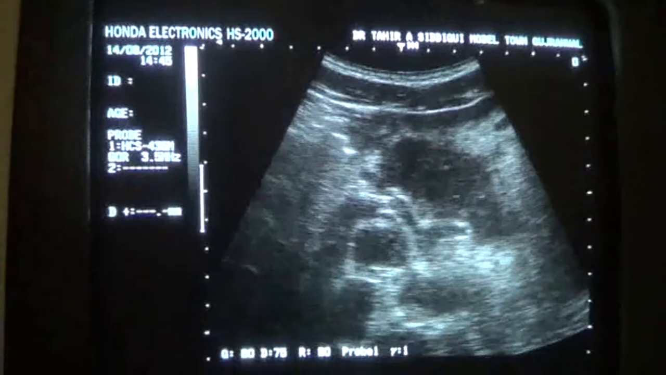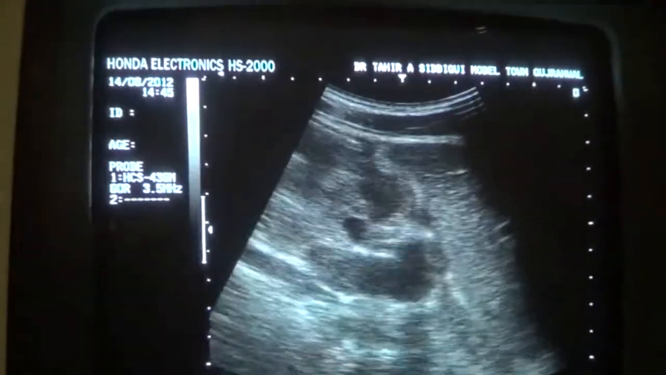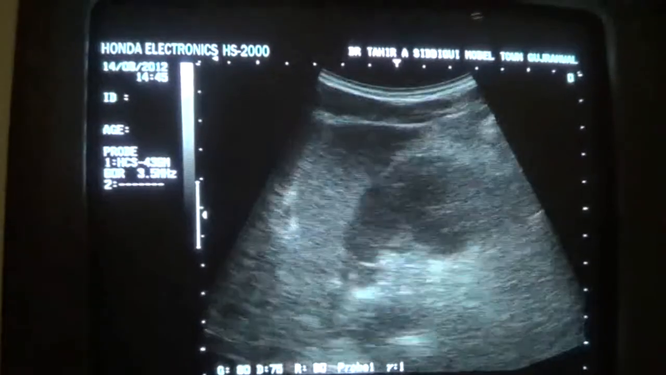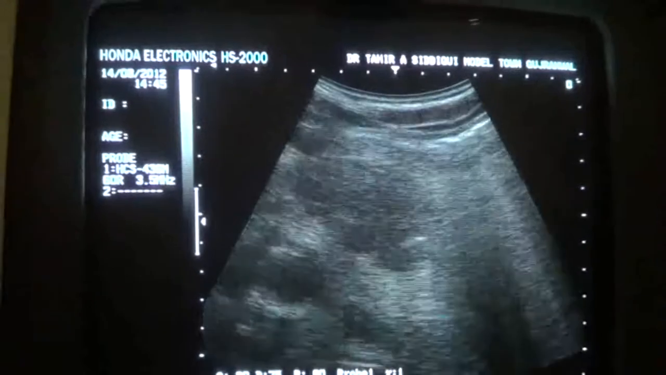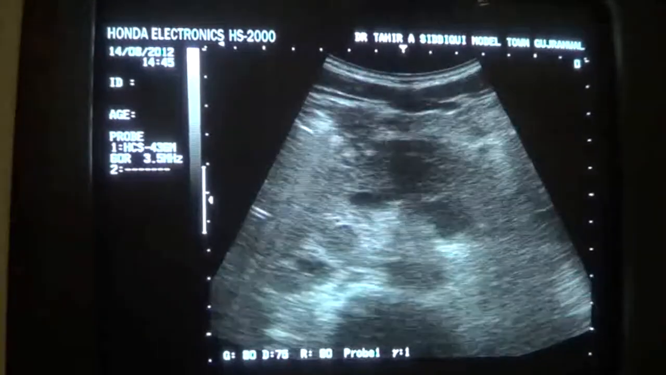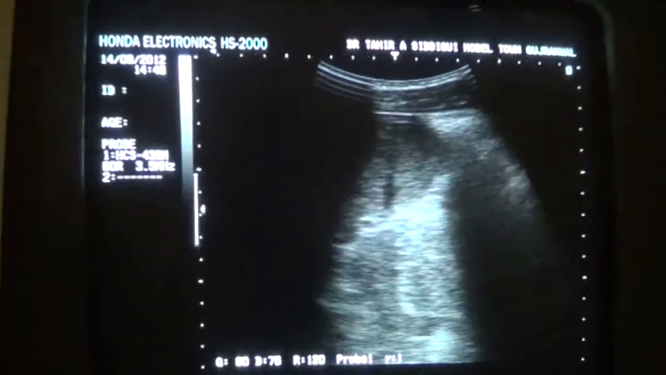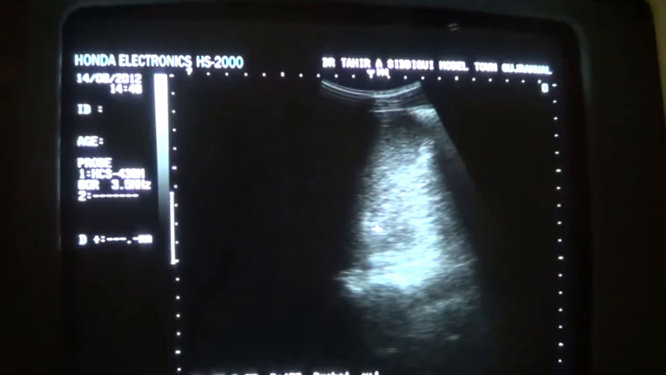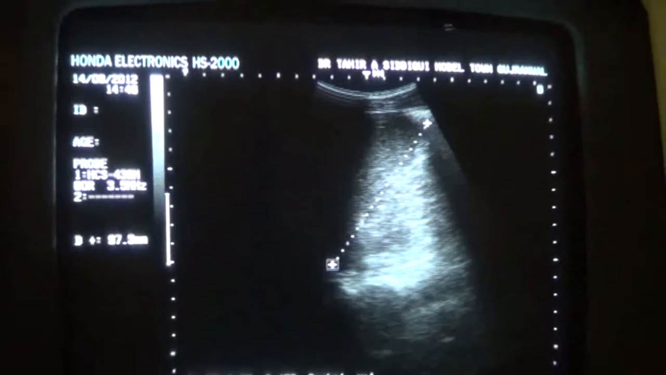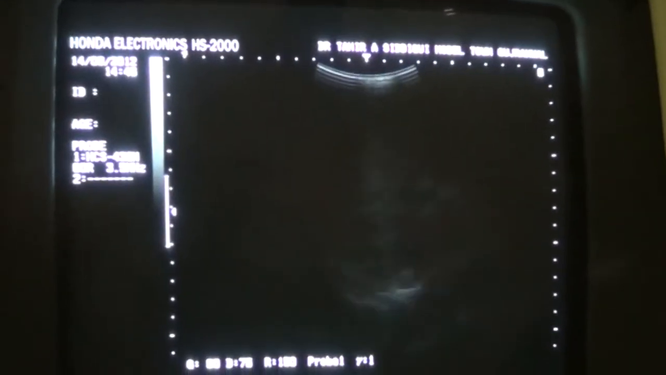This is the aorta. See, it does not change its shape much. The lymph nodes will retain their shape. In all cases of adenopathy, we should see the spleen, especially when the lymph nodes are in this region. The spleen is normal. This is the spleen, measures 9.7 millimeters.